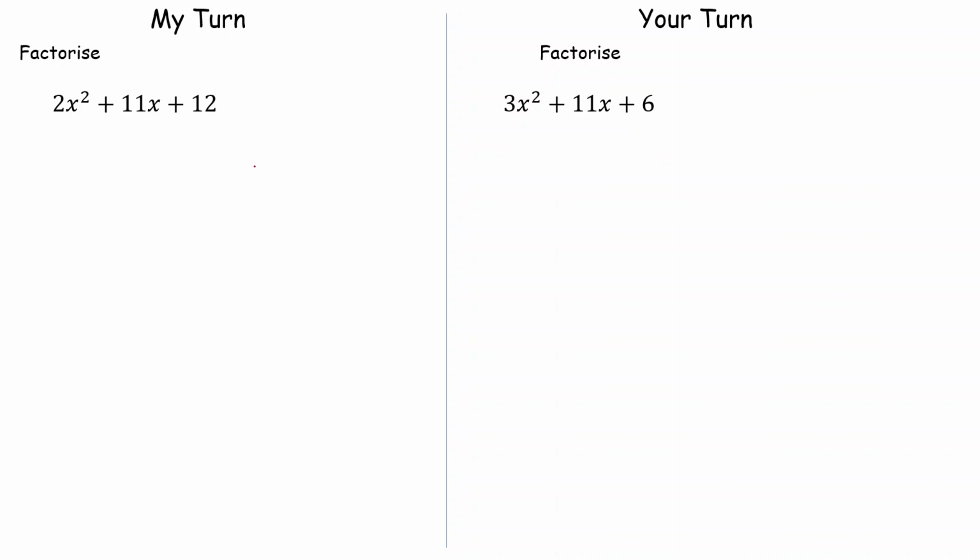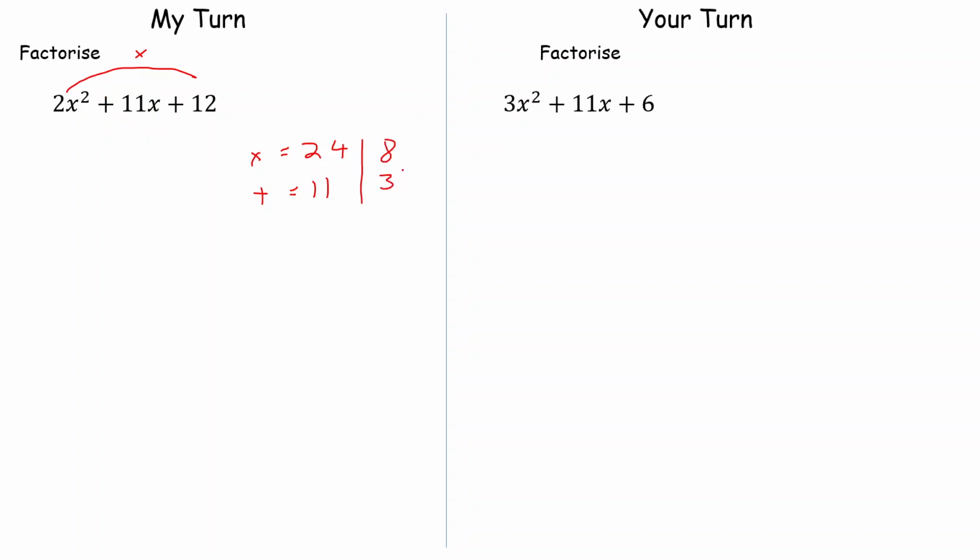Now again, we begin by finding numbers that are going to multiply to give you not just 12, you've got to go and do 2 times 12 in this one. And 2 times 12 gives you 24. And then it's going to be numbers that add to give you the middle part, which is 11. The numbers that work here are going to be 8 and 3.